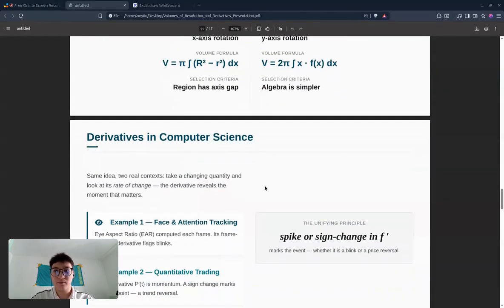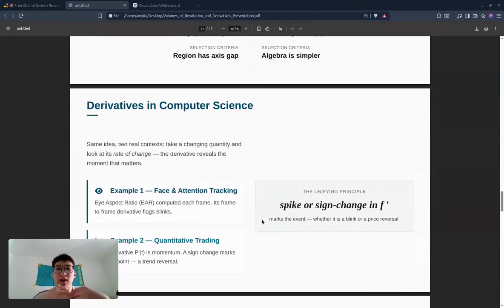So now for the last part, I want to talk about two examples that are genuinely mine, because I'm interested in the computer science field, and both use the same tool as before. Take something that is changing, look at its derivative. It's the rate of change, and that tells us something the raw number alone doesn't show.